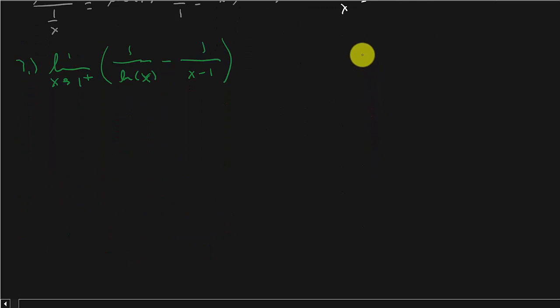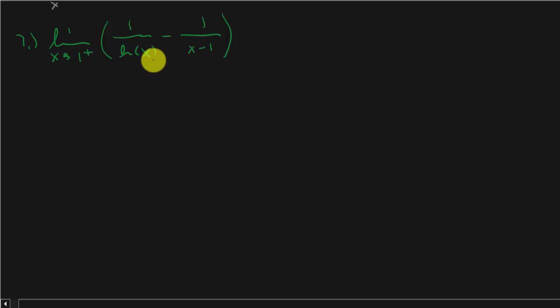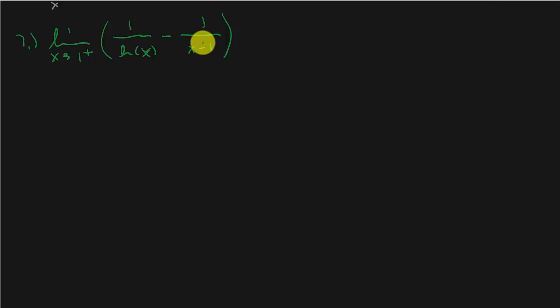All right, so let's look at this one. So how about this one? All right, so the limit as x goes to 1 from the right of 1 over natural log x minus 1 over x minus 1. All right, so as x goes to 1 from the right, this first term right here goes to infinity, and this last term goes to infinity. So infinity minus infinity, that's 0, right? Wrong. You can't do that either.